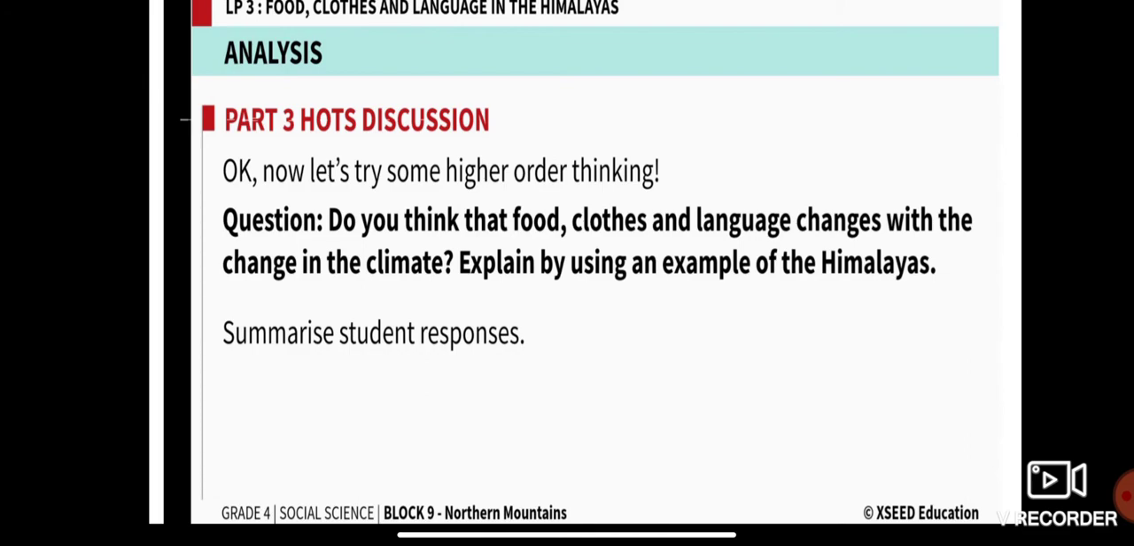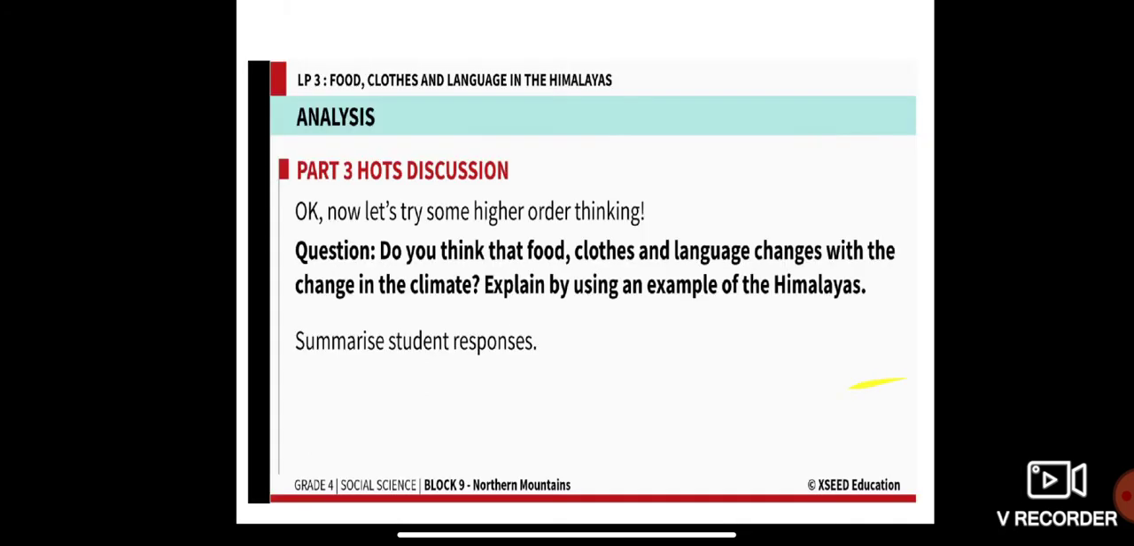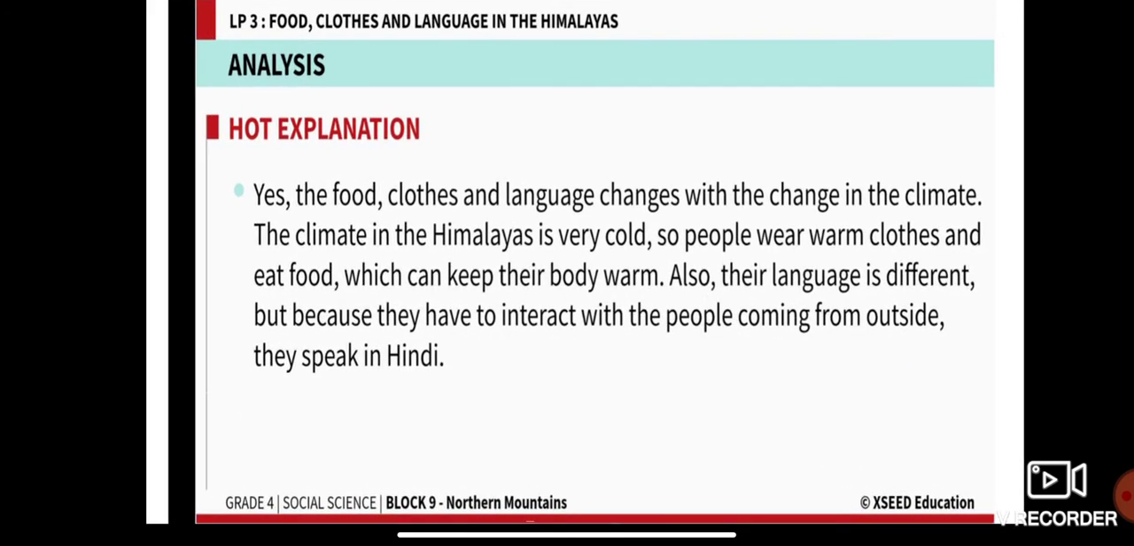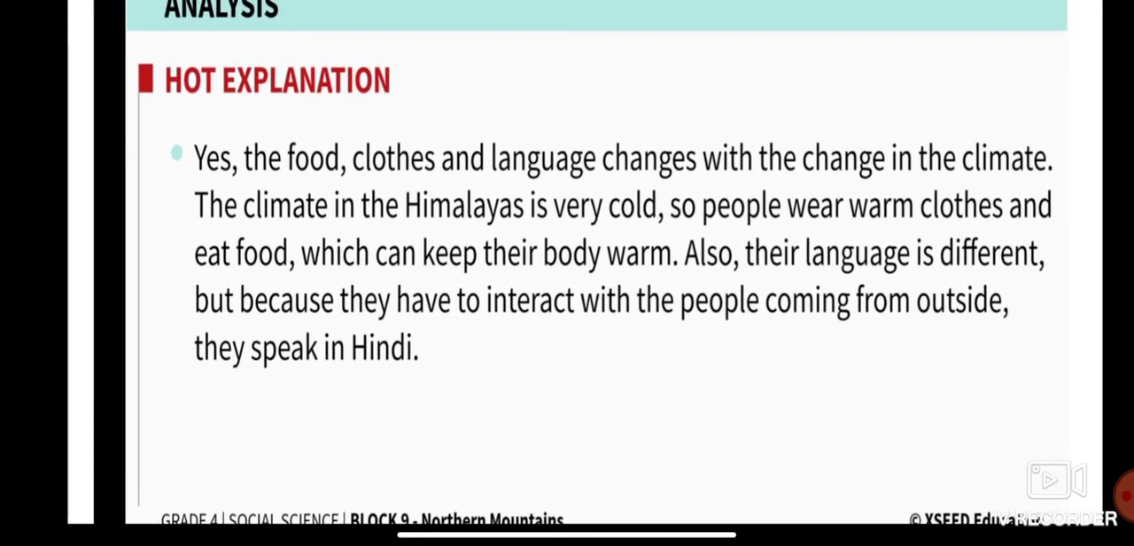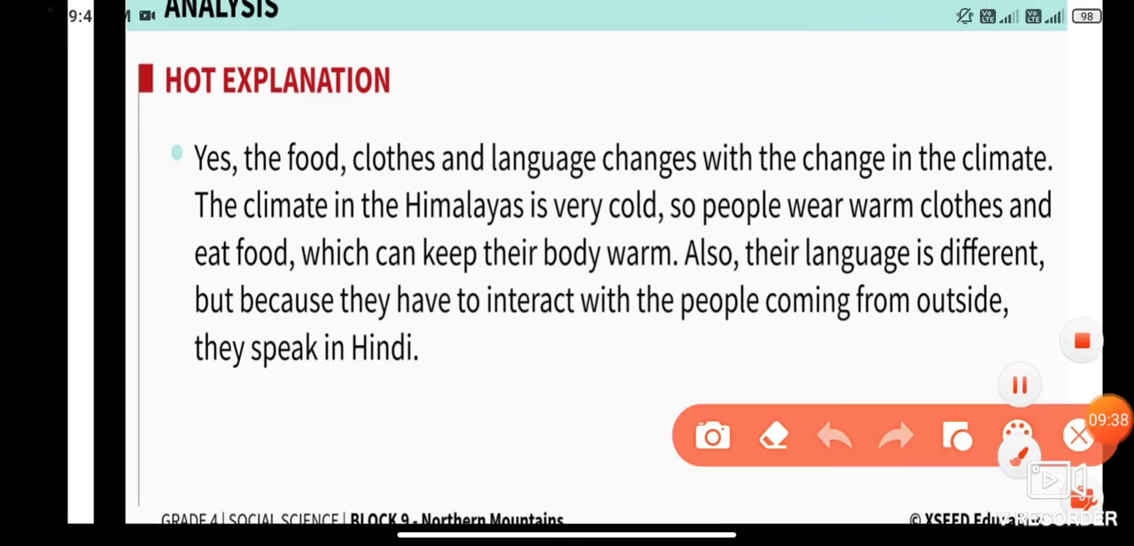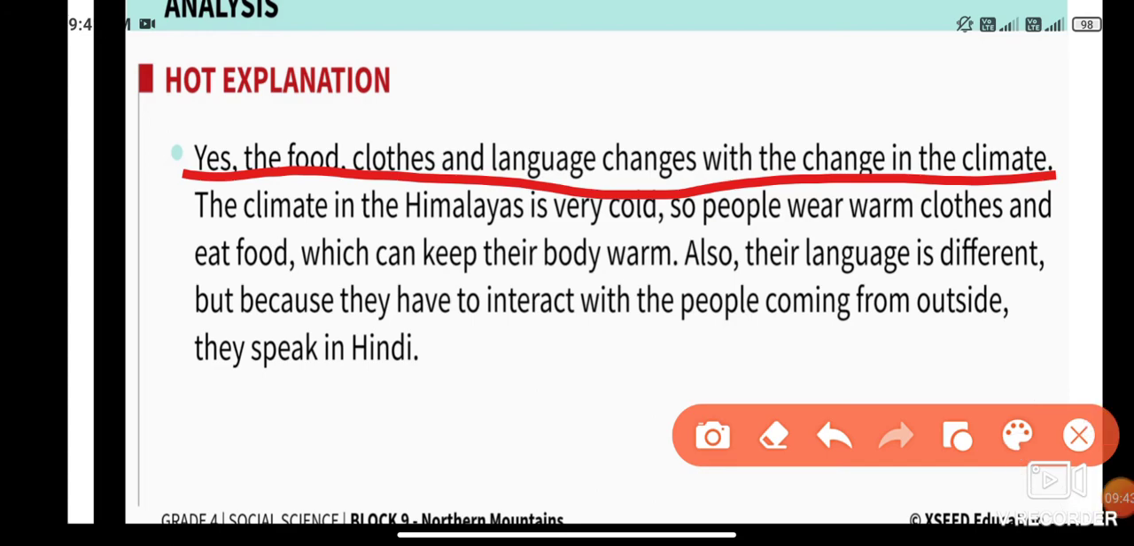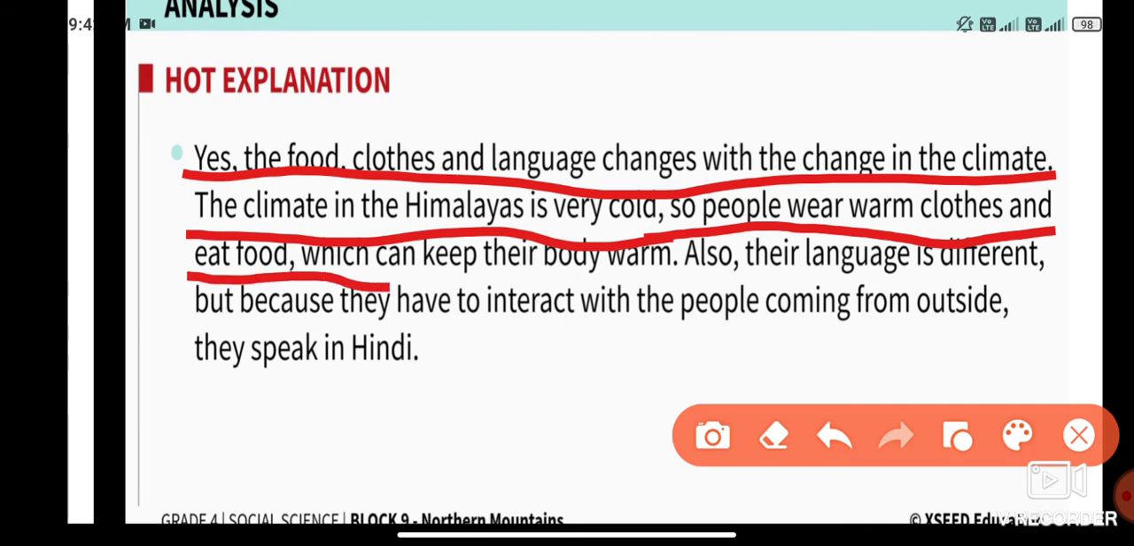Now listen to the explanation carefully. The answer is obviously yes, because the food, clothes and language change with the change in the climate. The climate in the Himalayas is very cold, so people wear warm clothes and eat food which can keep their body warm.